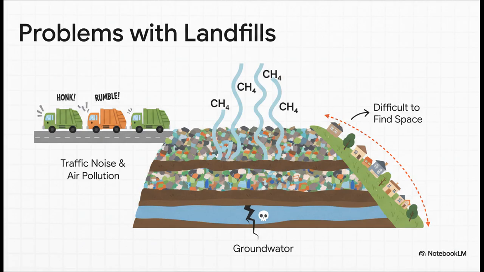Those liners can eventually tear or leak, and if that toxic leachate escapes, it can get into our groundwater, which is a huge problem. As all that organic waste breaks down, it also creates methane gas, which is flammable and a powerful greenhouse gas. And, of course, nobody wants to live next to a landfill, so just finding a place to build a new one is incredibly difficult.